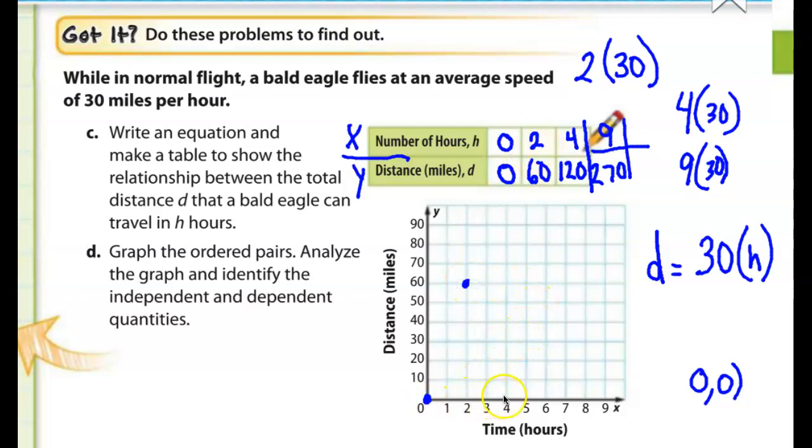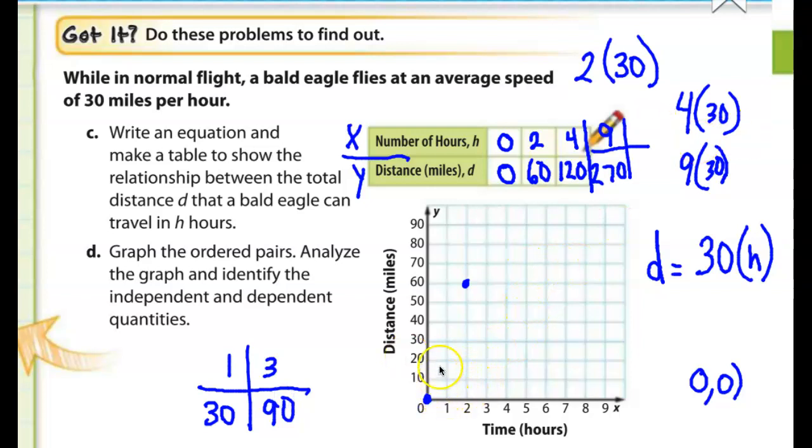Then I have 4. I go over to 4 hours, and I go up to, actually, it's not even on the graph. It's way up here. So, you know what? I'm going to go back, and I'm going to do something a little bit more simple here. So we have 1 hour is going to be 30. And let's do 3 hours. 3 times 30 is going to be 90. Okay, I was a little too ambitious with my graph over here.